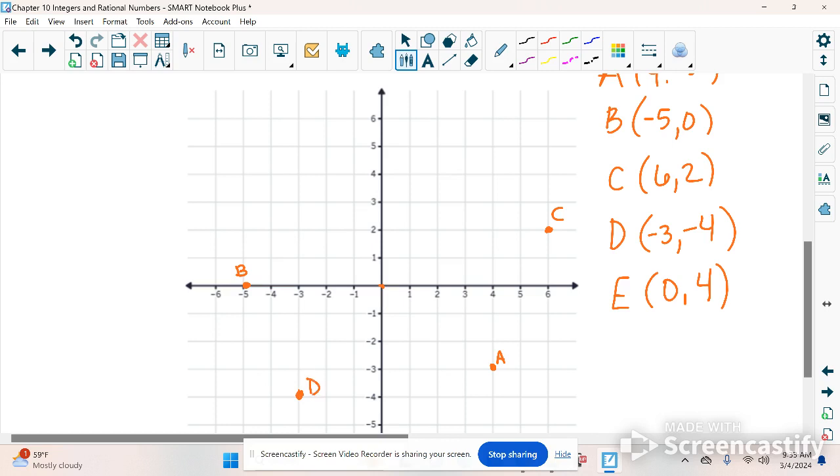Then E, we have 0, 4. If I start at 0, am I going to go left or right? You go up, because it's 0, I'm not going anywhere horizontally. So then I'm just going to go up to 4.